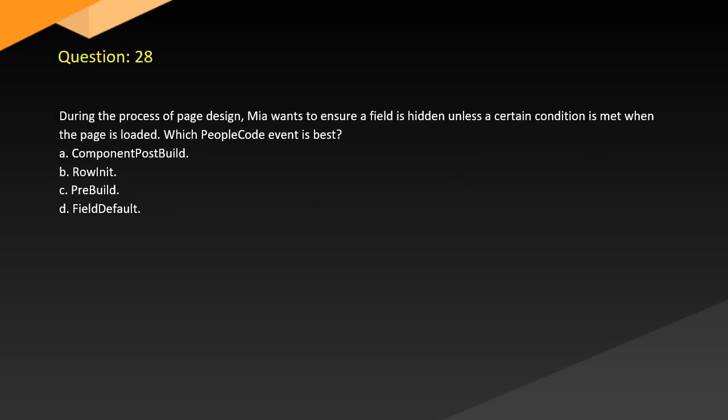Question 20. During the process of page design, MIR wants to ensure a field is hidden unless a certain condition is met when the page is loaded. Which PeopleCode event is best? A. Component post build. B. Row init. C. Prebuild. D. Field default.